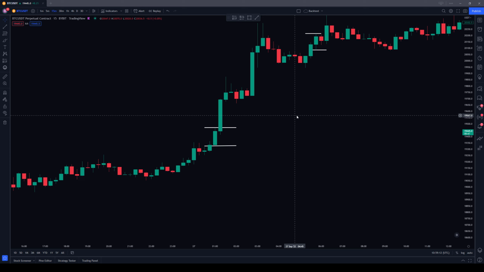Hey traders, today we're looking into a new scalping strategy without using any indicators, and we are purely trading on price action. So let's dive right in.